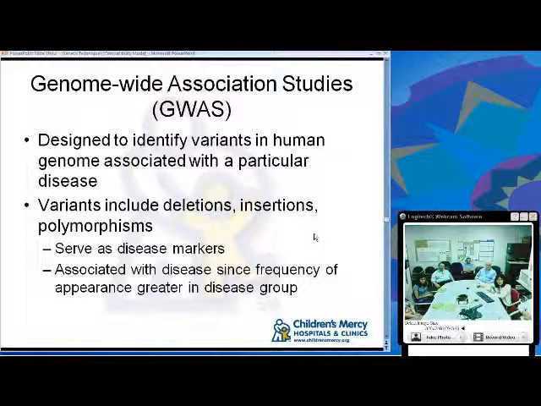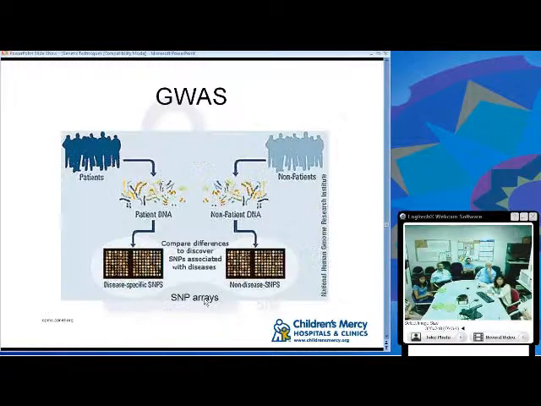We can also, with DNA, do genome-wide association studies, or GWAS. And this is designed to identify variants in the human genome that are associated with a particular disease. And these variants can include deletions, insertions, and polymorphisms. They serve as disease markers, and they're associated with disease since the frequency of appearance is greater in the disease group. And so here's an example of a GWAS study.